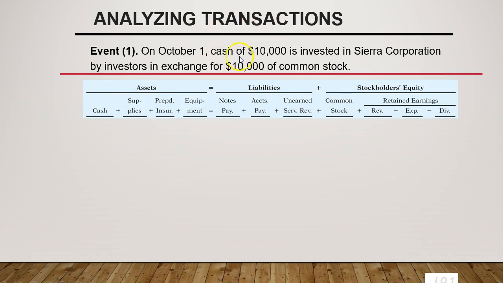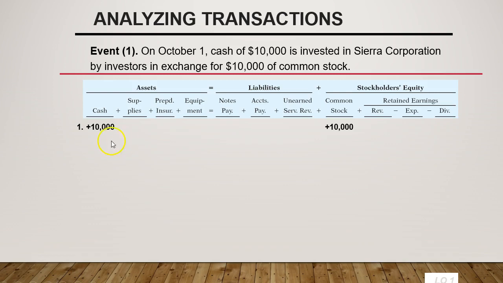So it says that we received cash in the amount of $10,000. So of course, cash is an asset and it's increasing. So the cash account increased by $10,000. The company issued common stock. Common stock falls under stockholders' equity. Therefore, the equity side of the accounting equation also increased by $10,000.